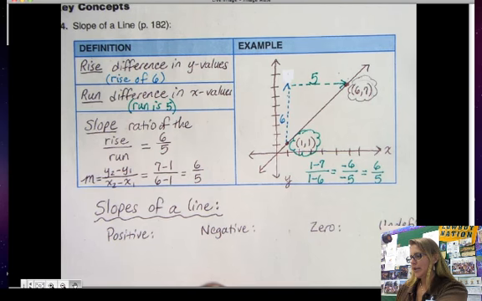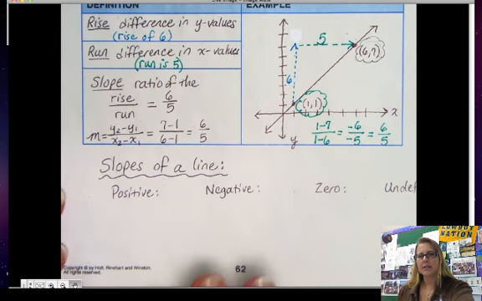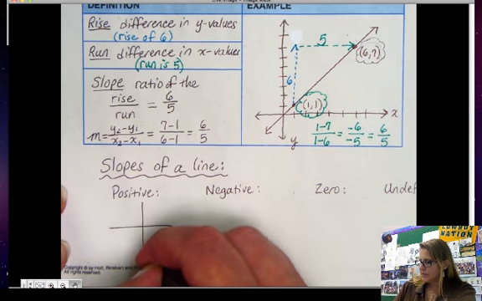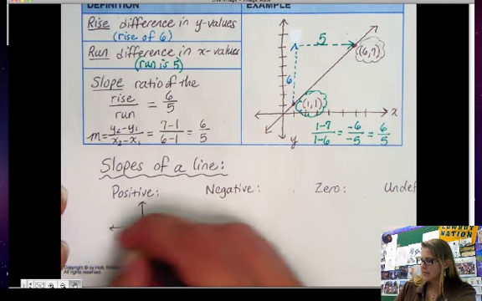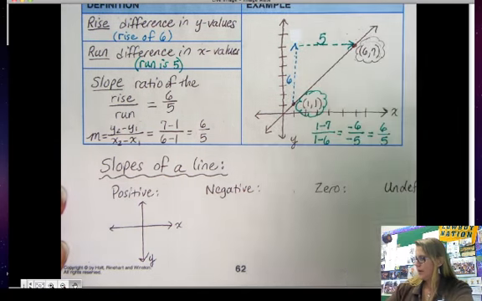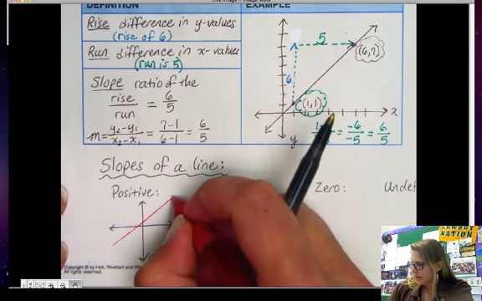Now, it's important that you know which direction the different slopes go in. A positive slope, if this was our x and y axis, always goes in this direction.